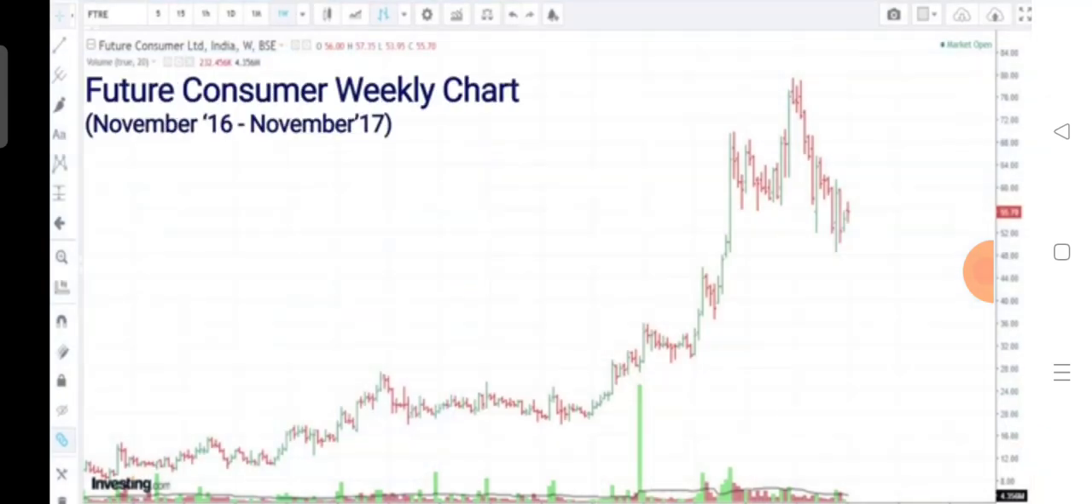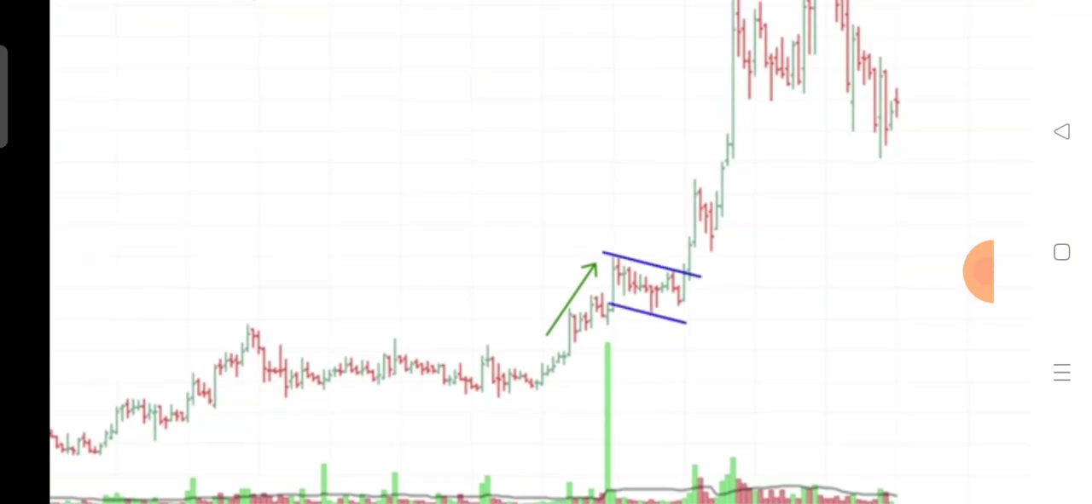So let us look at an example here and understand how the flag pattern works. Here we are looking at the chart of FCL, Future Consumer. Here initially you can see a goodish bit of up move, and then you can see this parallelogram forming here in the form of a flag.